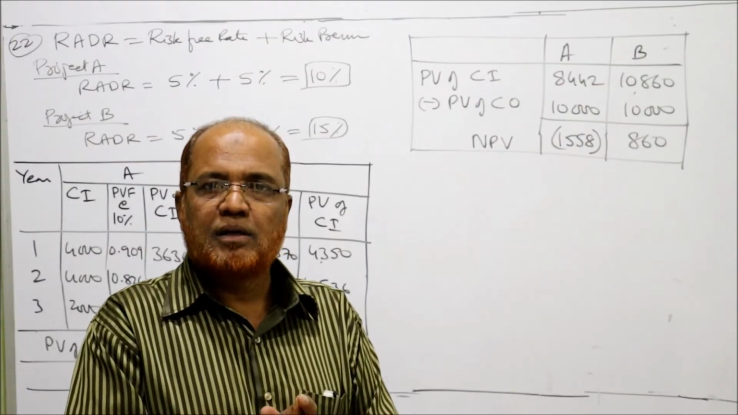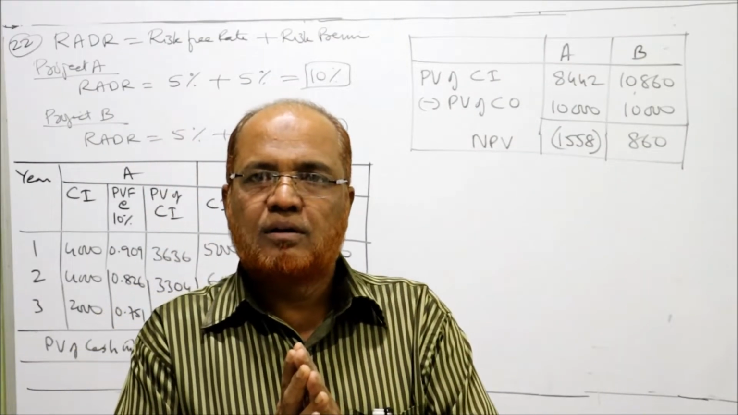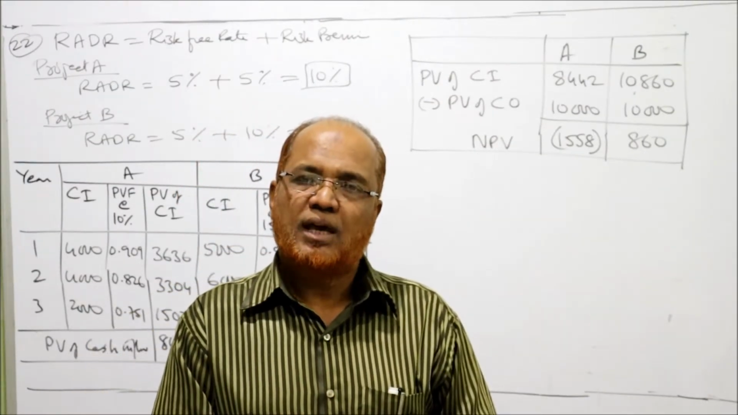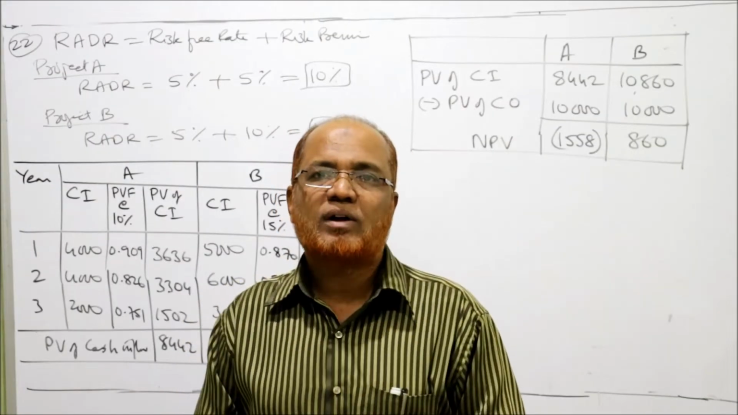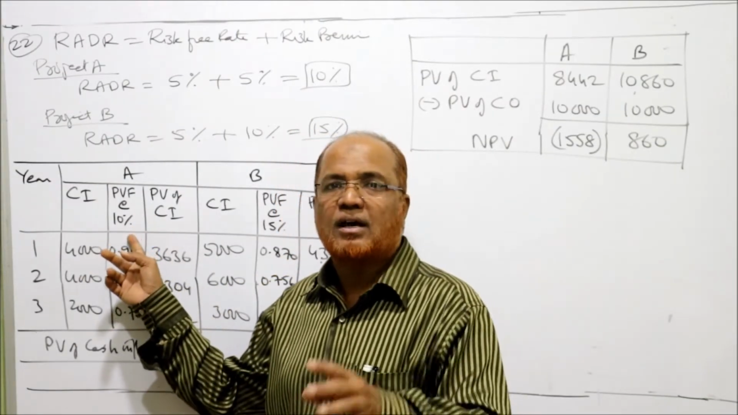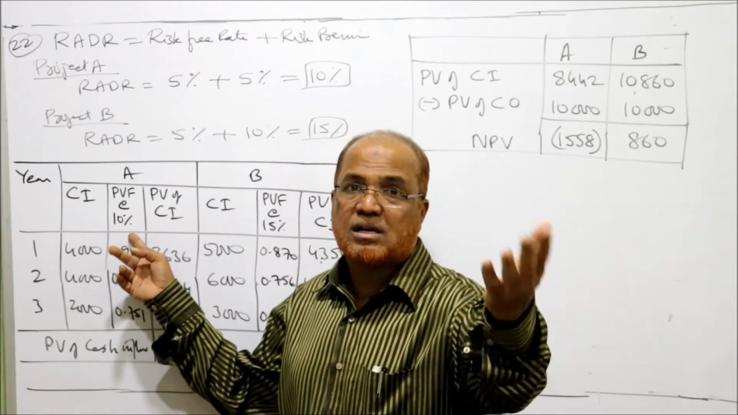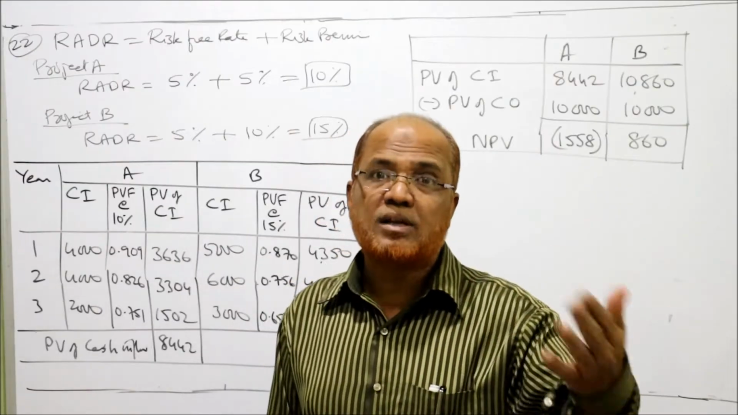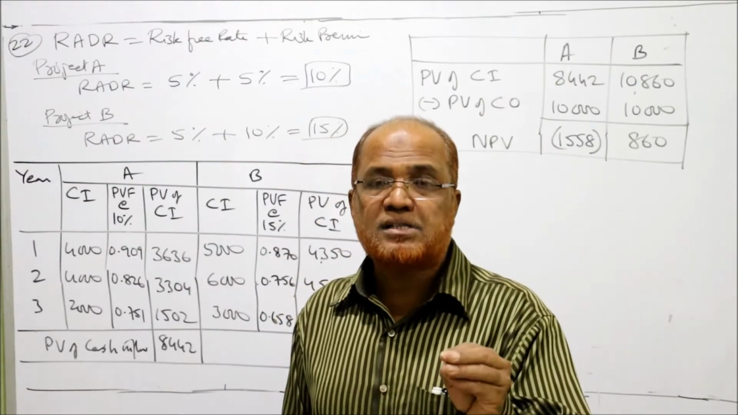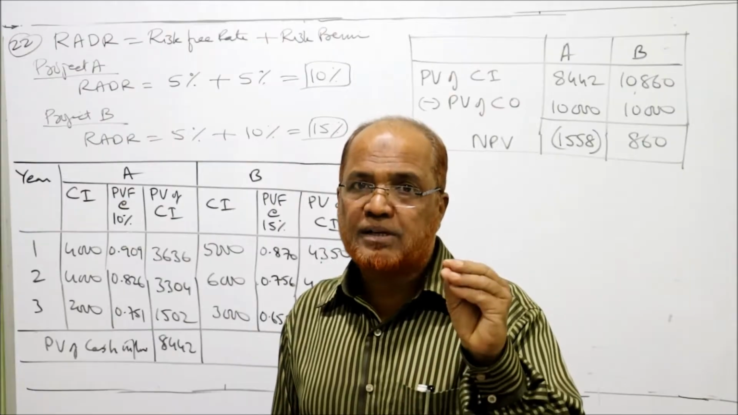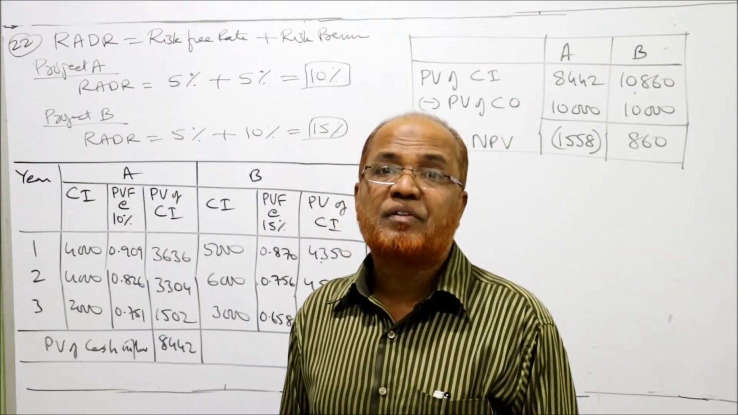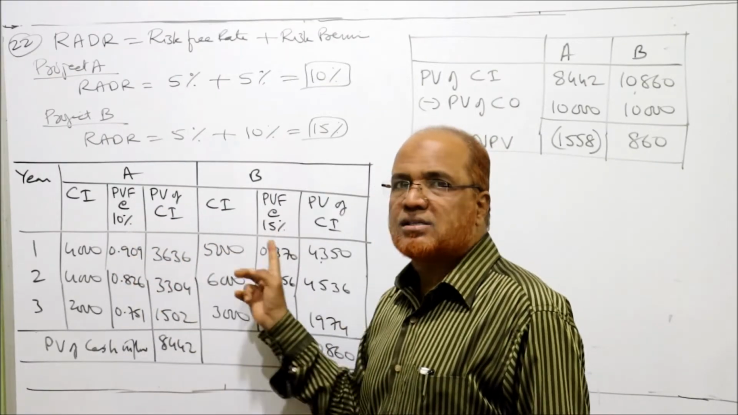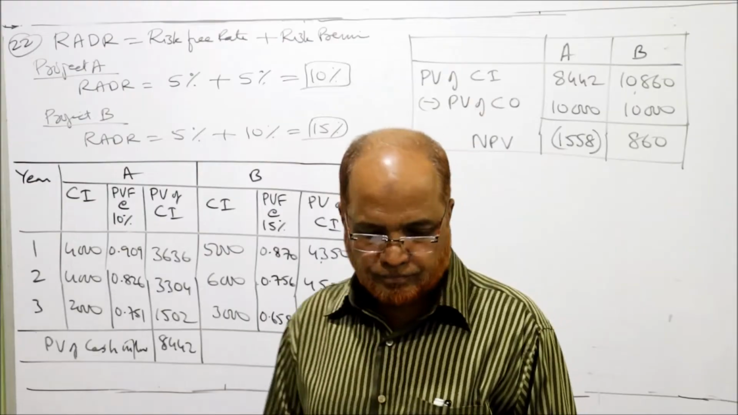That's it. So the new point in this problem is the discount rate, the RADR will be different for the two projects. A project is less risky. That's why we are discounting at 10%. In the problem it is given risk-free rate 5% and risk premium 5%. So RADR is 10%. Whereas B project is more risky. So in that case 10% is the risk premium. So 5% risk-free rate, 10% risk premium, 15% is the RADR. So by using these different discount rates, we are finding out the PV of cash inflow.